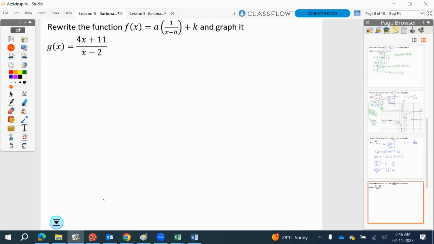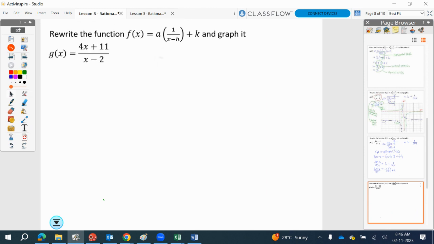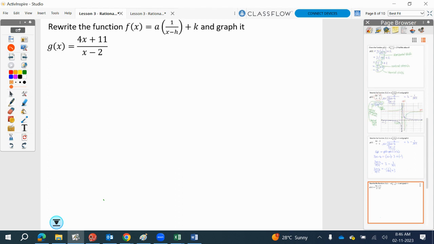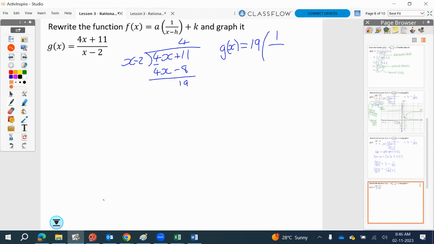Okay, so first up we need to do our polynomial division. We've got 4x plus 11 divided by x minus 2. What do we need to multiply x by to get 4x? 4. So this gives us 4x minus 8. We do the subtraction and our remainder is 19. So g of x can be written as 19 bracket 1 over x minus 2 plus 4.